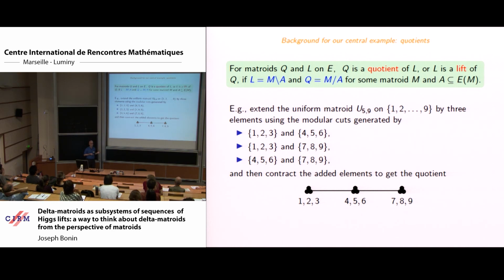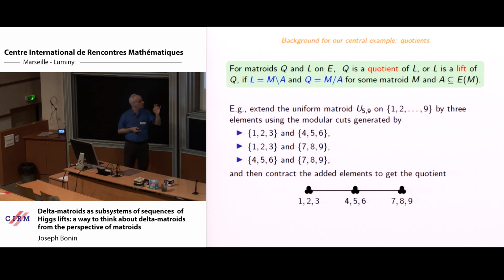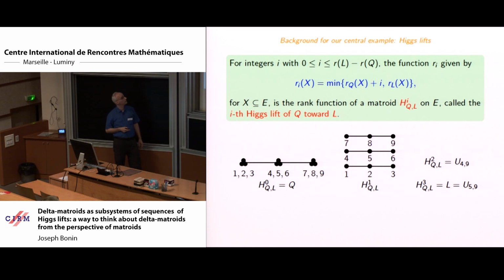So what's the effect? Well, you added 3 new points. You're down to rank 2. Each of those planes gets 2 new points added to it, because it's in 2 of these pairs. So that plane gets contracted down to a point, so 3 parallel points. So you're getting these 3 parallel clusters of points on a line. That's the quotient.